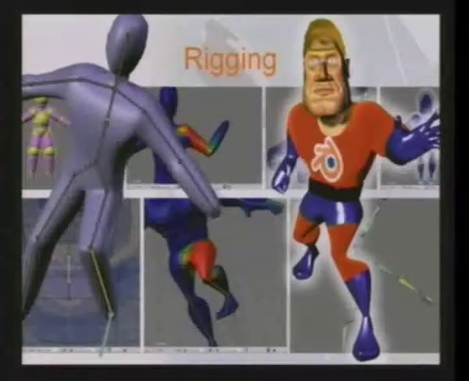So here are some images from that chapter. This figure on the left is a very simple figure just to demonstrate how armatures work, and then you see some images showing weight painting and some showing, for example, stretch bones and envelopes and that kind of thing. So that's the rigging chapter.